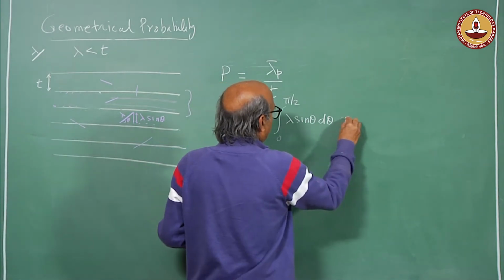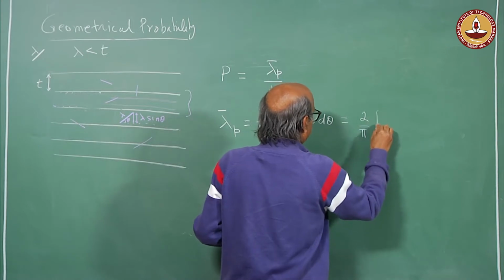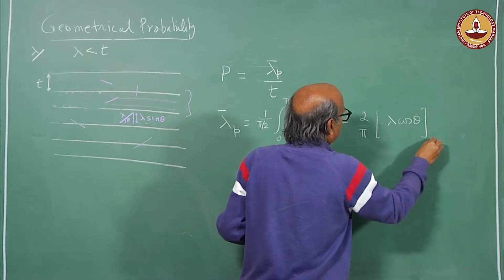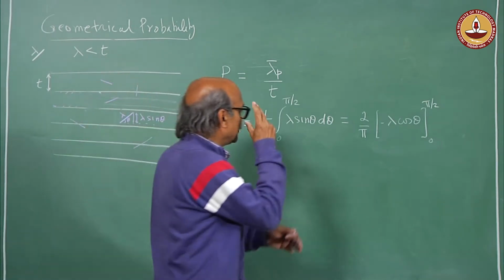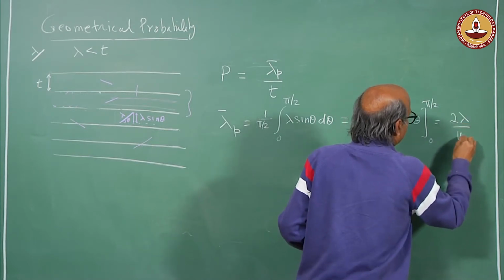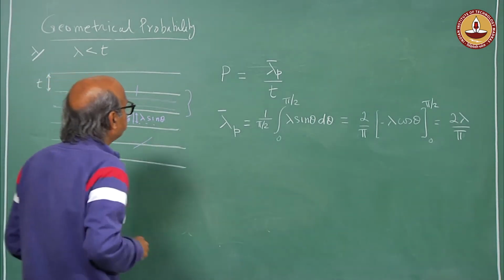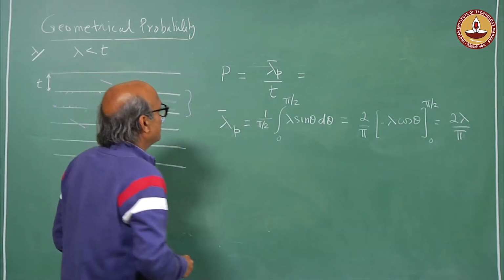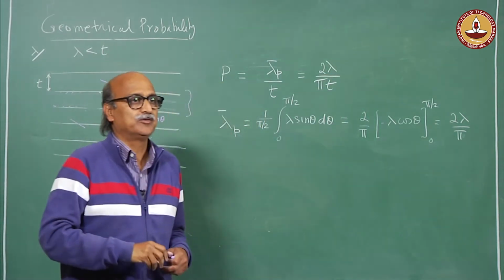This is a very simple integration. So, this will become 2 by pi, and I will get lambda cos theta with the limits 0 to pi by 2. If I substitute this, it is very easy to see that the average projected length is 2 lambda upon pi. Hence, the probability of intersection then becomes 2 lambda upon pi t.